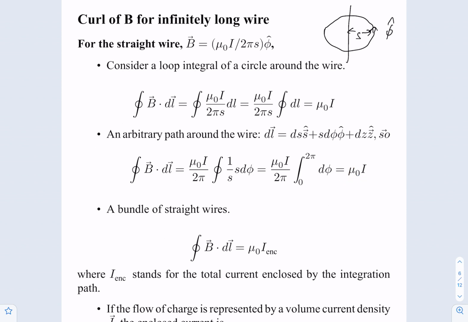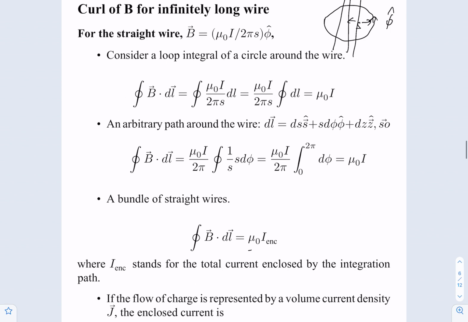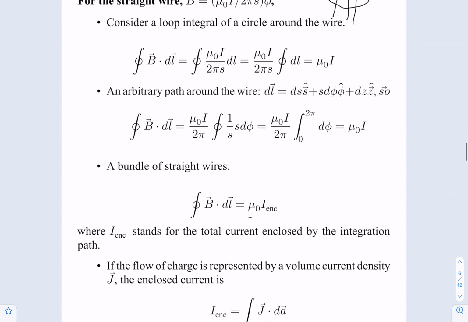We can also invoke the superposition principle and say that we not only have one wire over here, we can have several wires, and as long as the path encloses all these B fields, the superposition principle simply tells us that on the right-hand side it must be the current enclosed. So in the end, what we have for a long wire is that the magnetic field integral along this path equals mu naught times the current enclosed.